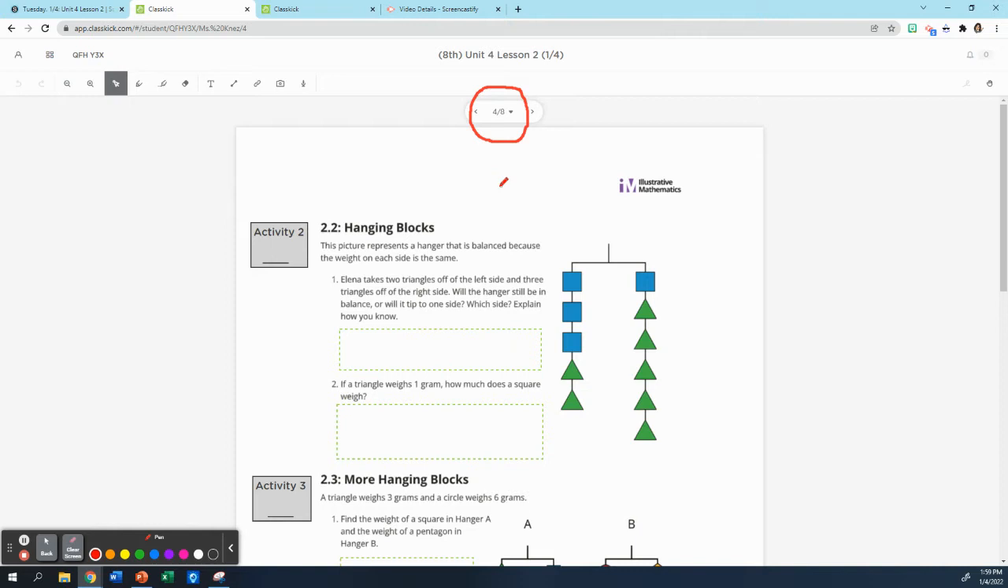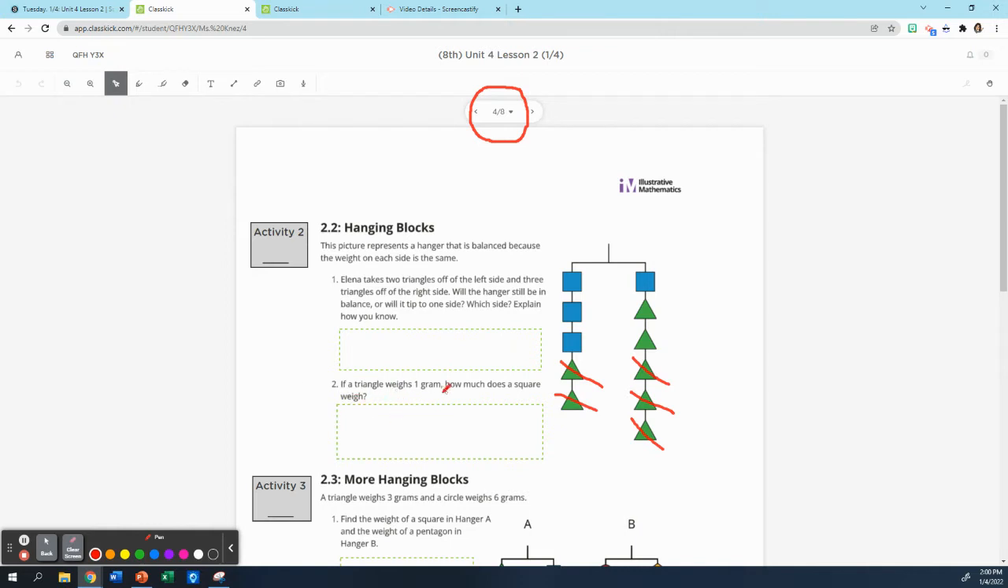The first activity we're going to look at is 2.2, hanging blocks. This picture represents a hanger that's balanced because the weight on each side is the same. Question 1 says Elena takes 2 triangles off the left side, so she's chopping off 2 triangles from the left and 3 off of the right. Will the hanger still be in balance or will it tip to one side? Which side? Explain how you know.